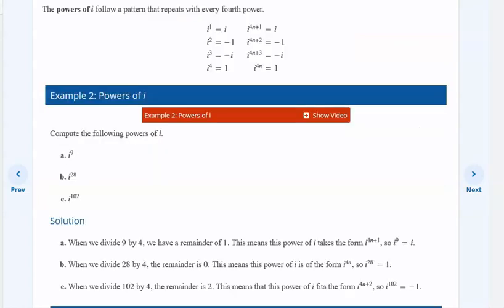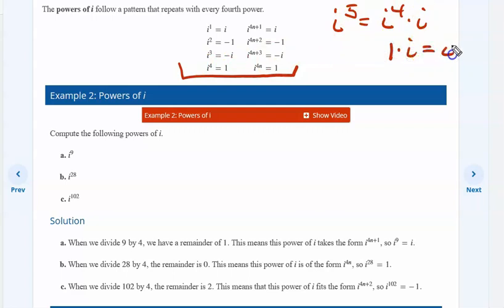Now in example 2, as we look at it, we actually see what I did here earlier, but there is a protocol. This is your basic pattern, and if you go I to the fifth, that would be I to the fourth times I. Now I to the fourth, we said, was 1. So 1 times I is I.